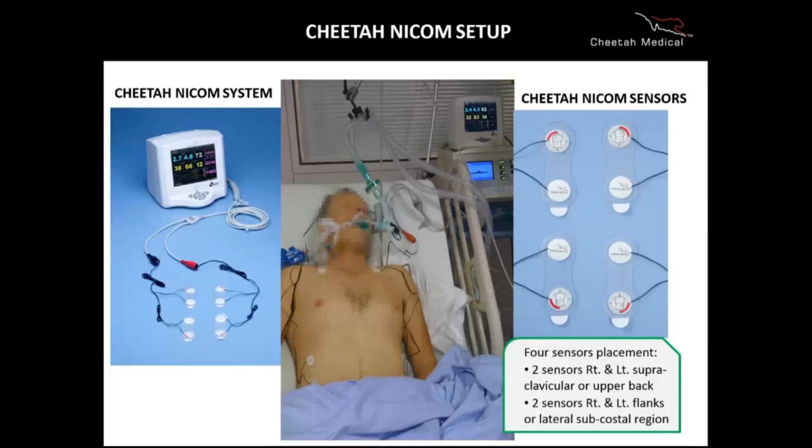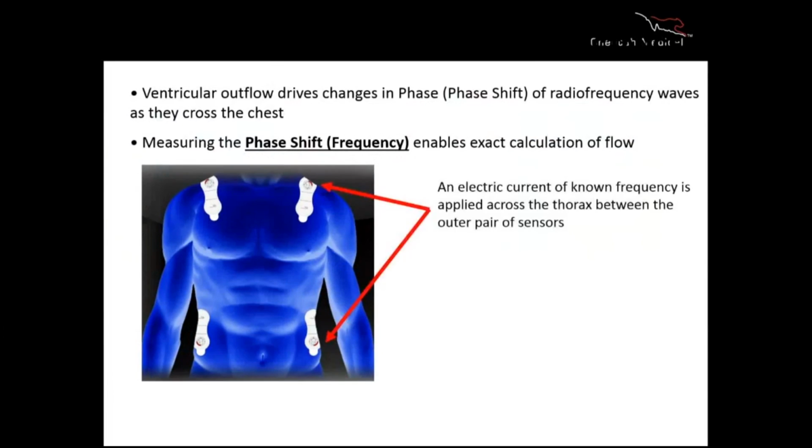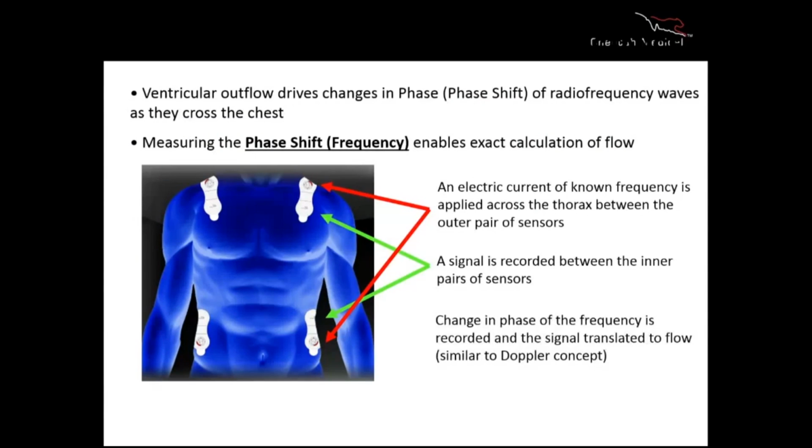The Cheetah NICOM works with bioreactance, not bioimpedance. The outer sensor sends a known frequency into the chest at 75 kilohertz, and the inner sensor measures the signal that's coming back out. The Cheetah NICOM compares this signal to the original signal. Pulsatile flow created from blood being injected from the ventricle into the aorta causes a time delay or a phase shift in this frequency. It determines how much blood had to have come out of the left ventricle into the base of the aorta to cause that specific time delay.